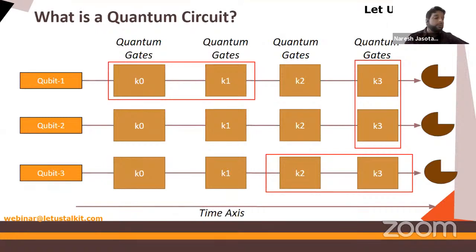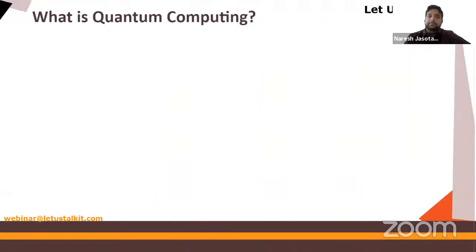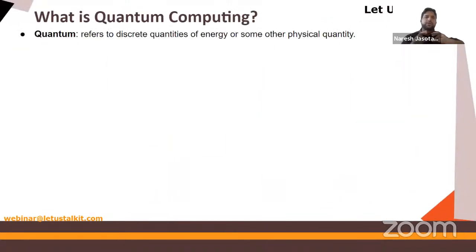I will show you in the demo today how to use TensorFlow, which is my favorite package in Python, and do quantum computing today. You don't have to buy any quantum processor, nothing. It's available for you to use. So let's see some of the commonly used terms for quantum computing. Quantum, as we discussed, refers to a discrete finite amount of energy.